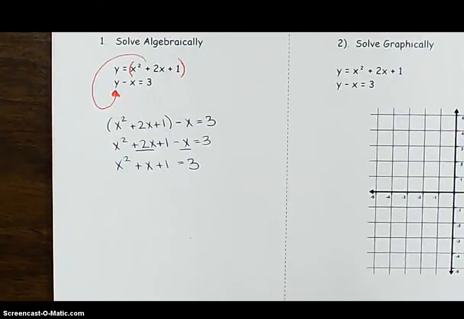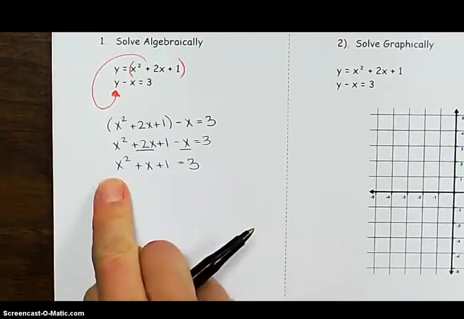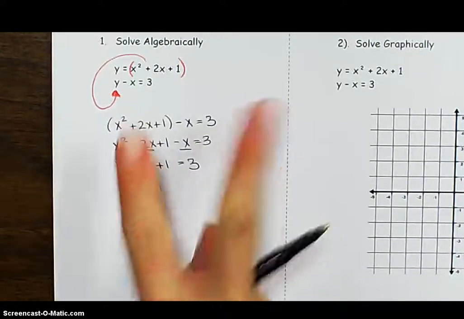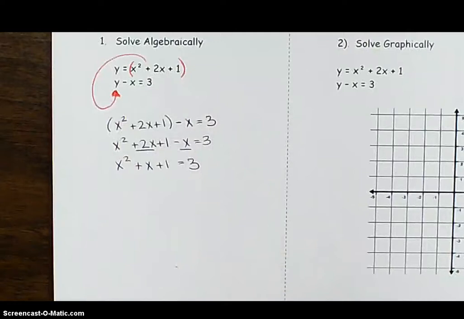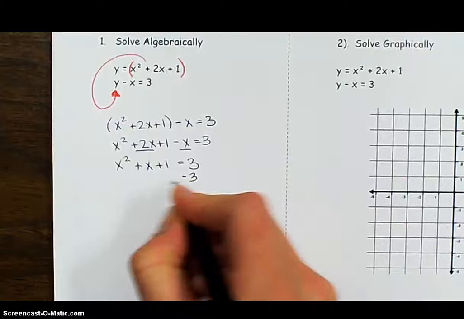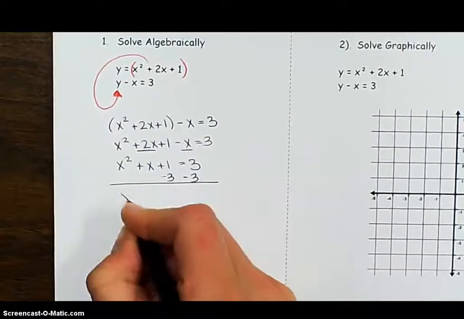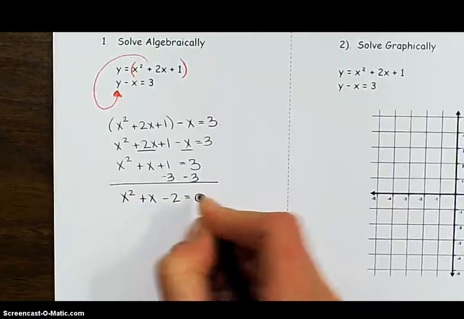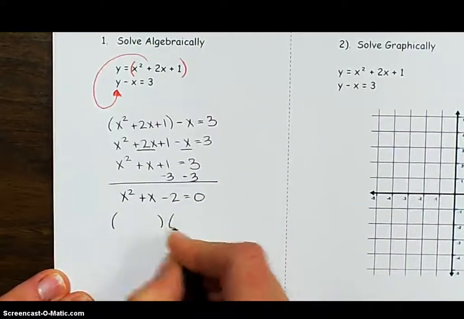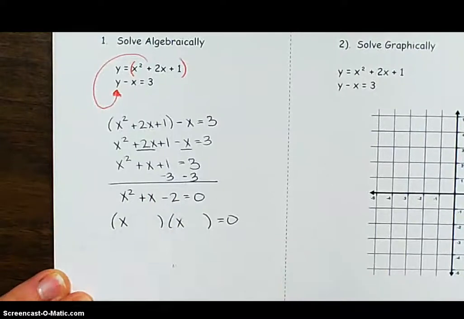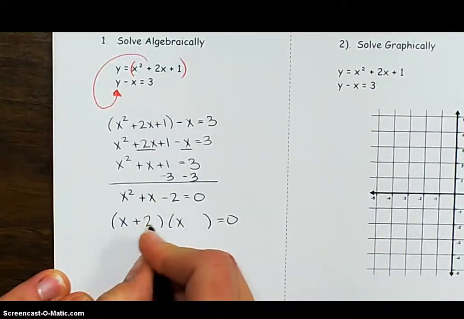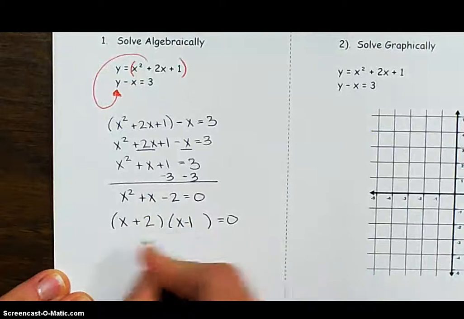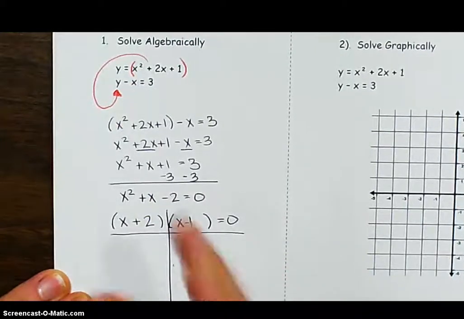So I'm solving for x first. And not only am I solving for x, but x is squared, so we're solving for 2 x's. Now we set it equal to 0, because then we can factor and solve. So we subtract 3: x squared plus x minus 2 equals 0. Now I have to factor. Two numbers that multiply to negative 2 and add to positive 1 would be positive 2 and negative 1. So now I set up my t.